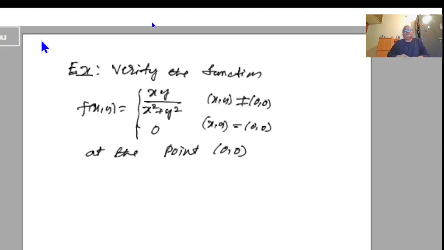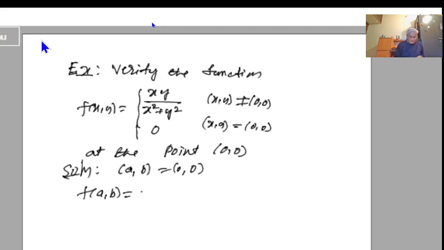Okay, so to verify that this function is continuous at the point 0 comma 0, we have to verify that the limit of the function is equal to the value of the function at the point 0 comma 0. So here a comma b is nothing but 0 comma 0. Now what is f of a comma b? This is f of 0 comma 0. Given that f of 0 comma 0 is equal to 0. Okay, this is equal to 0.